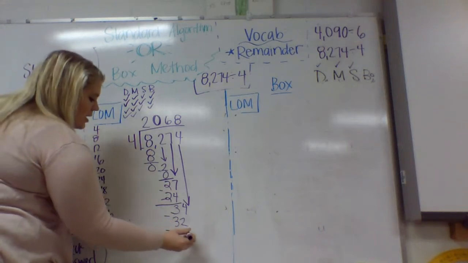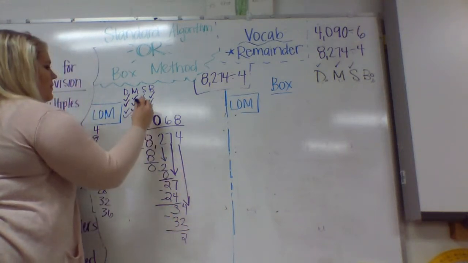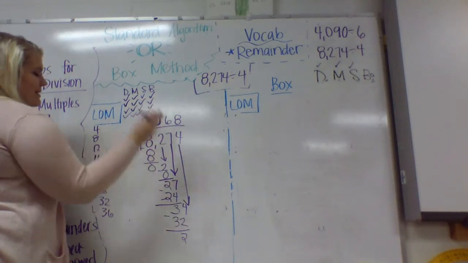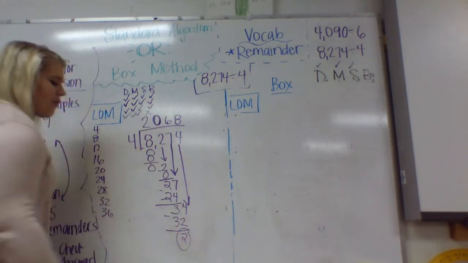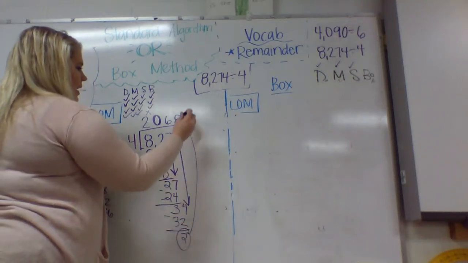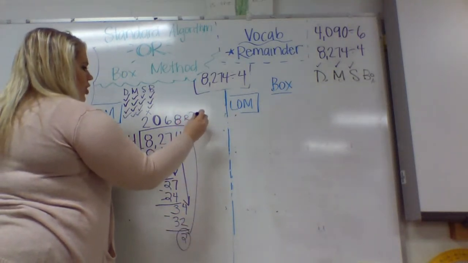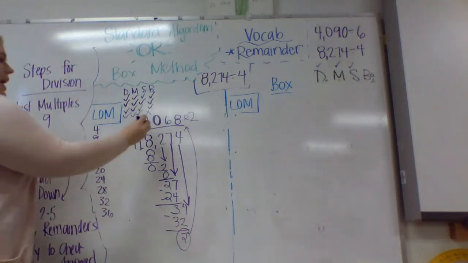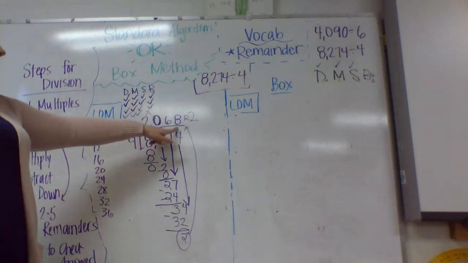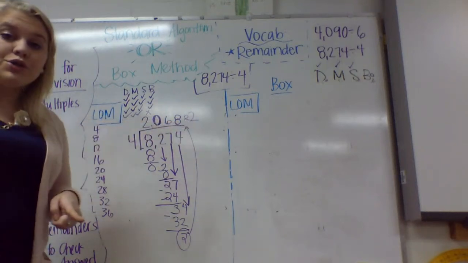When I subtract those, I get 2. I have nothing left to bring down. So when I put an X in my bring down, it tells me to look for my remainder. I do have a remainder, so I'm going to bring it up. Remainder 2. So I have found that 8,274 divided by 4 is 2,068 remainder 2.